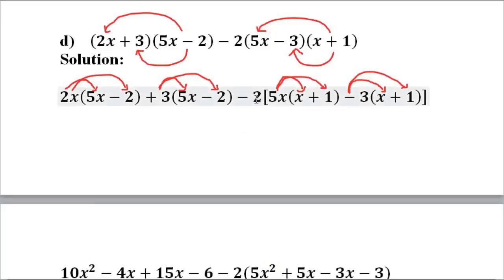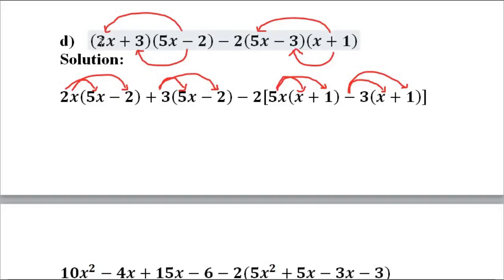Moving on to number 4, we have in parentheses positive 2x positive 3 times positive 5x negative 2, negative 2 times positive 5x negative 3 times positive x positive 1. To simplify the algebraic expression, let's multiply the expression in the second parenthesis by each term in the first parenthesis. Do not forget to include the square brackets for the expansion of positive 2x positive 3, positive 5x negative 2, positive 5x negative 3, and positive x positive 1.